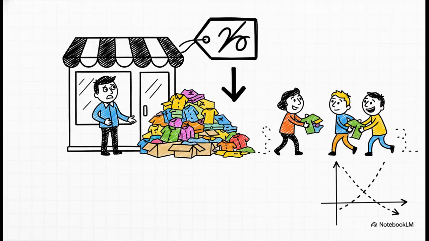So what happens when a store has a ton of unsold stuff? They have a sale, right? Sellers have no choice but to drop their prices to get people interested again. And as that price falls, more of us start buying. And, just like that, the market naturally starts moving back towards that sweet spot.